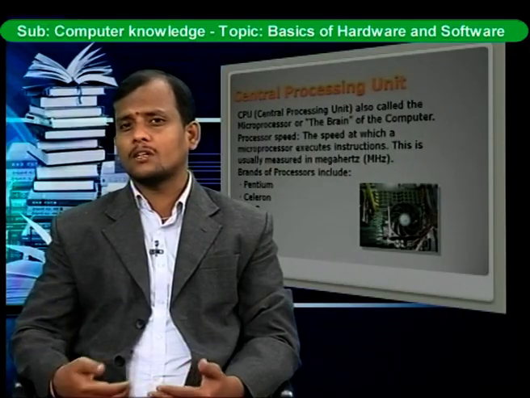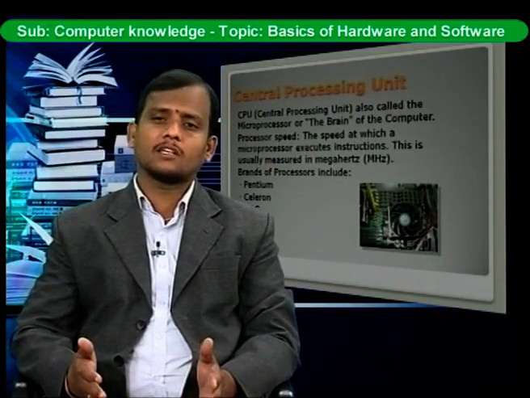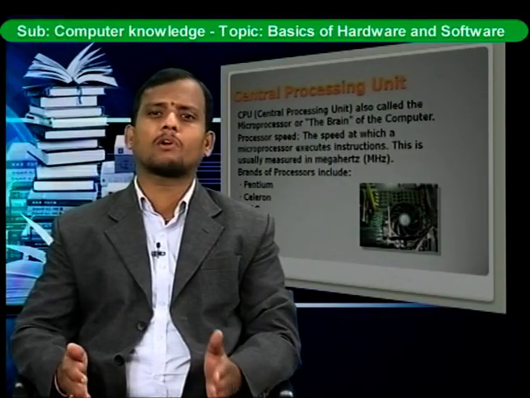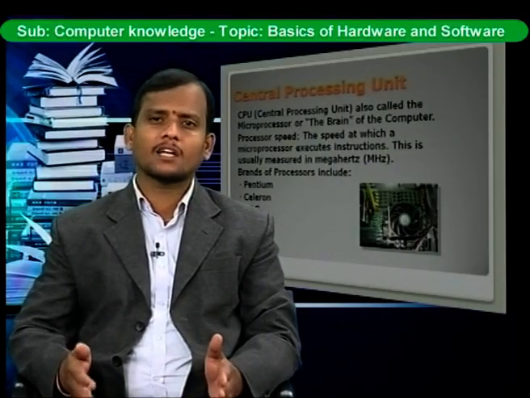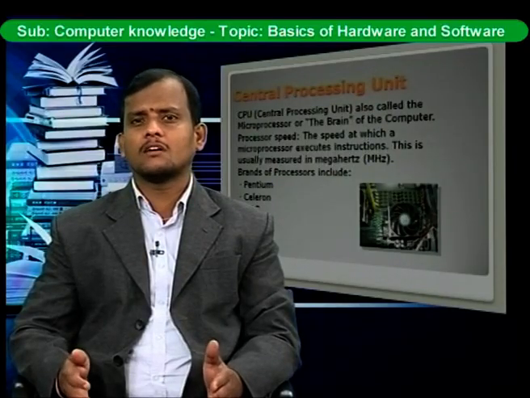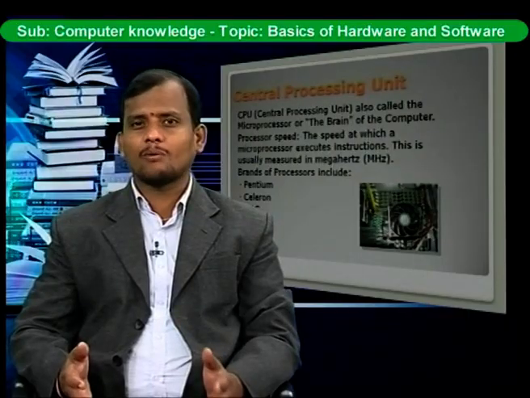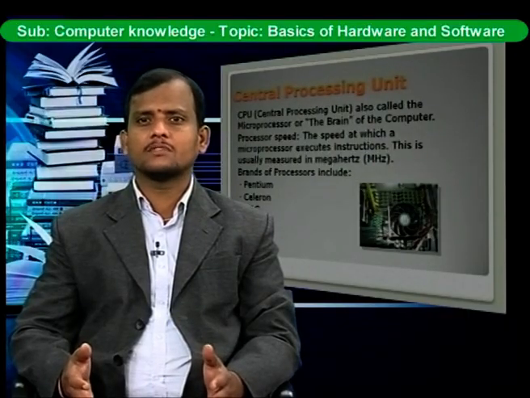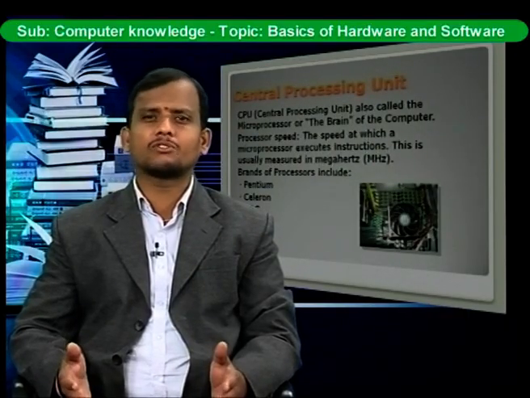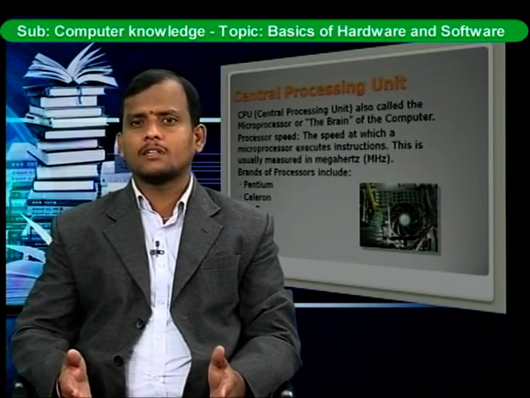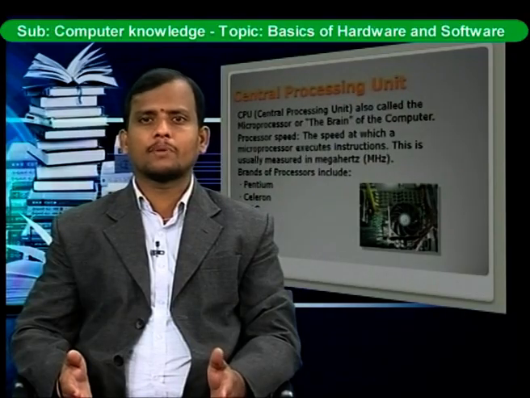So between the input and output, there is something cooking, right. There is something processing, something calculating, or something doing some action. That is called the central processing unit, in short, CPU. It is the brain of the computer.